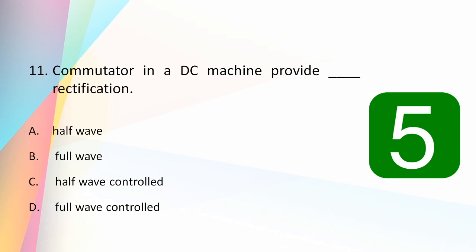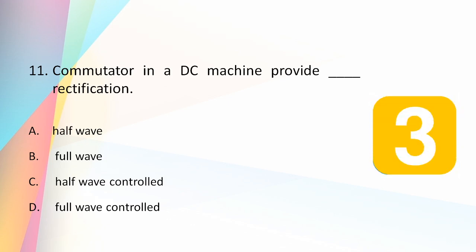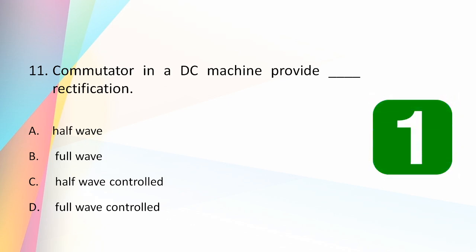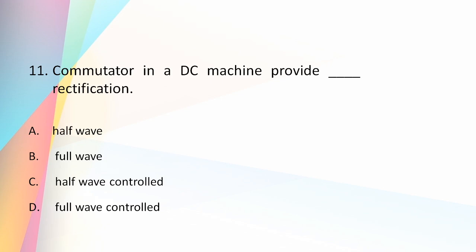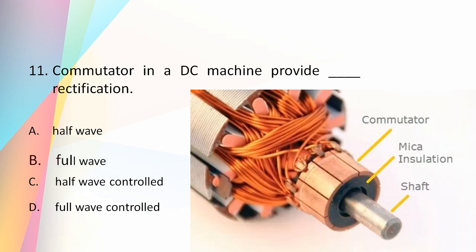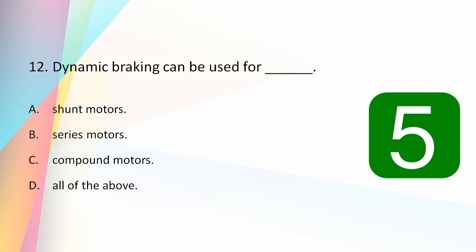Commutator in a DC machine provides dash rectification: half wave, full wave, half wave control, full wave control. And the answer is full wave. So the commutator in a DC machine provides full wave rectification.